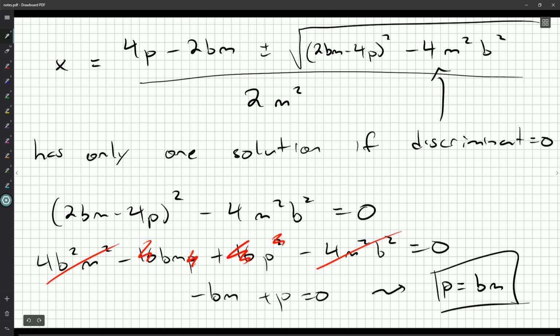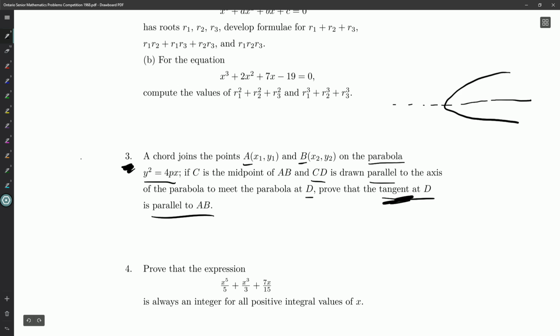Now we can talk about tangents without having to do any calculus, although calculus is perfectly fine. I mean, this is a grade 13 level paper. At least grade 13 students were writing it back in the day, and they did know their calculus. But this is just an interesting way to look at conic sections without having to resort to calculus, and I always think that's kind of nice. Okay, what were we trying to do? Trying to prove the tangent at D is parallel to AB.